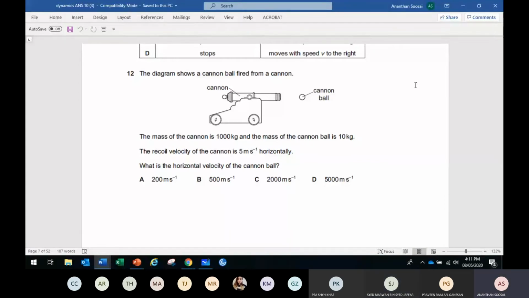What is the horizontal velocity of the cannonball? Give me your answer. Okay, so someone said B, 500 meters per second. So all of you got 500. This is 1000 kg. This is the explosion. This is an explosion, right? So B.